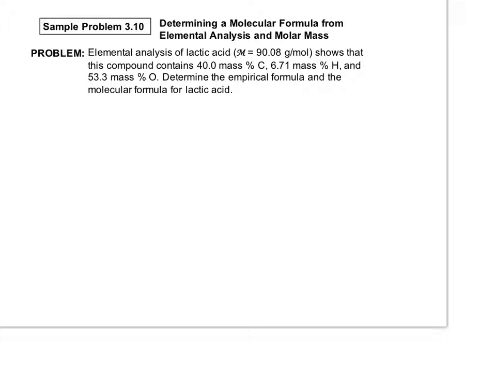Sample problem 3.10 says that elemental analysis of lactic acid shows that this compound contains 40% mass carbon, 6.71 mass percent hydrogen, and 53.3 mass percent oxygen. Determine the empirical formula and the molecular formula for lactic acid.